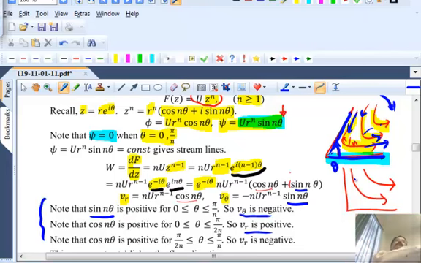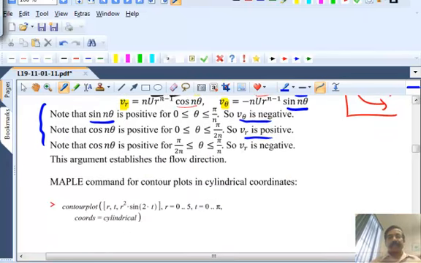If you go to the other quadrant and do the same analysis, you'll get a very similar pattern that is consistent with this. Okay, so that kind of an argument is the one that establishes what the flow directions are. Even if you ask Maple to plot the streamlines, it's just going to give you the set of curves, but you don't know the direction of the flow. So you need to go through this to figure out what the directions of the flow are.